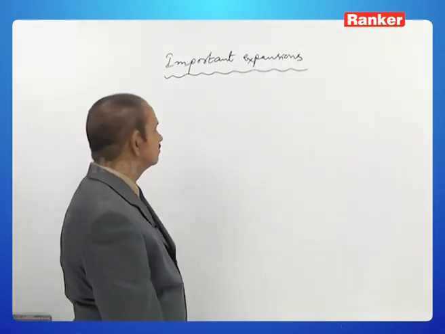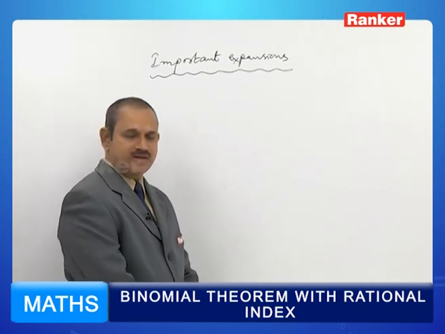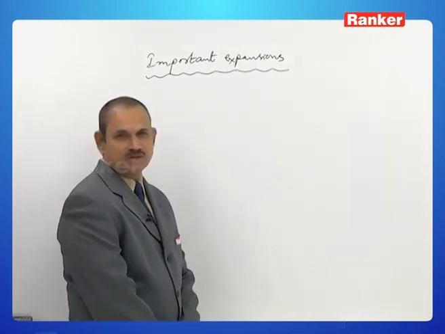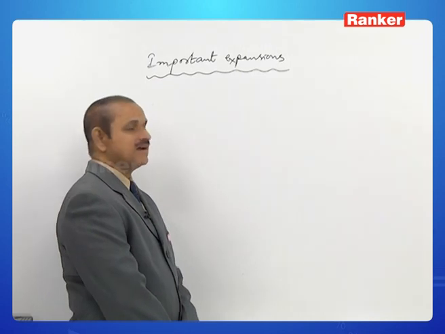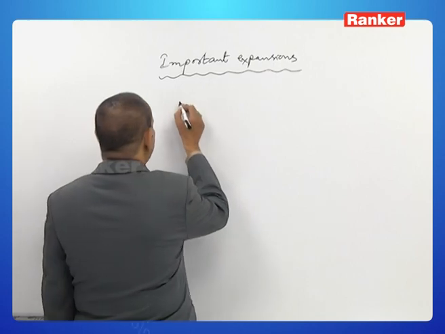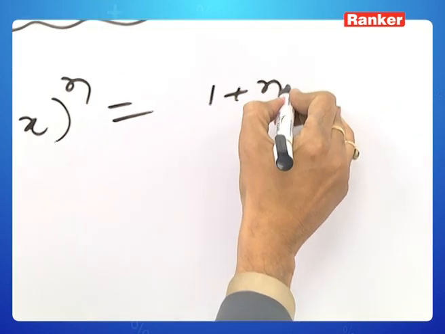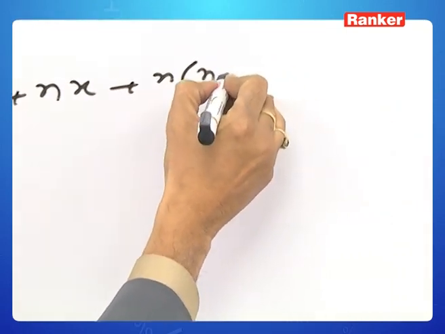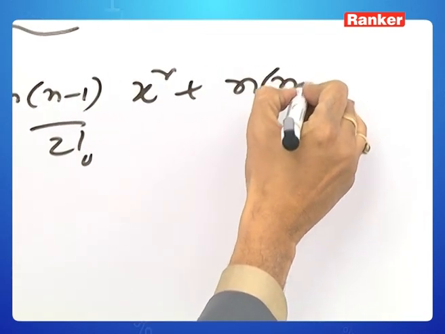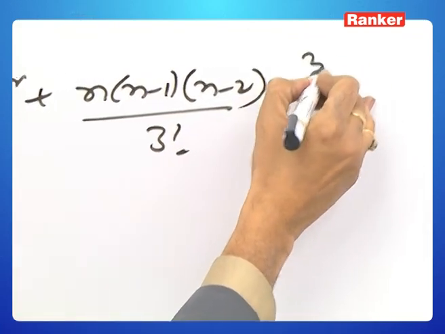Important expansions. Basing on that formula, when n is a rational number and mod x is less than 1, 1 plus x whole to the power of n is equal to, we have had a formula. According to that, let us try to have some important expansions. 1 plus x whole to the power of n is equal to 1 plus nx plus n into n minus 1 by 2 factorial into x square plus n into n minus 1 into n minus 2 by 3 factorial into x cube and so on.